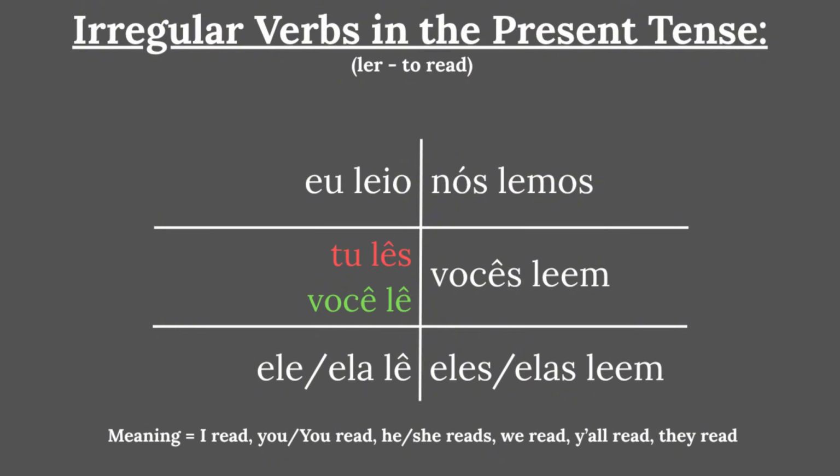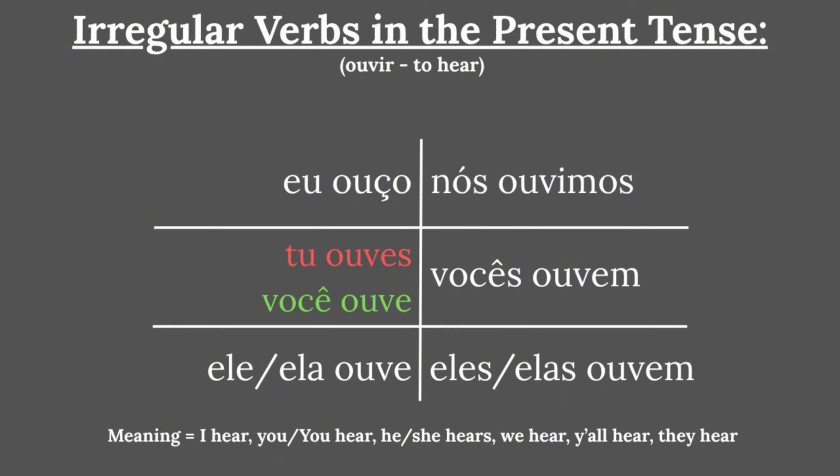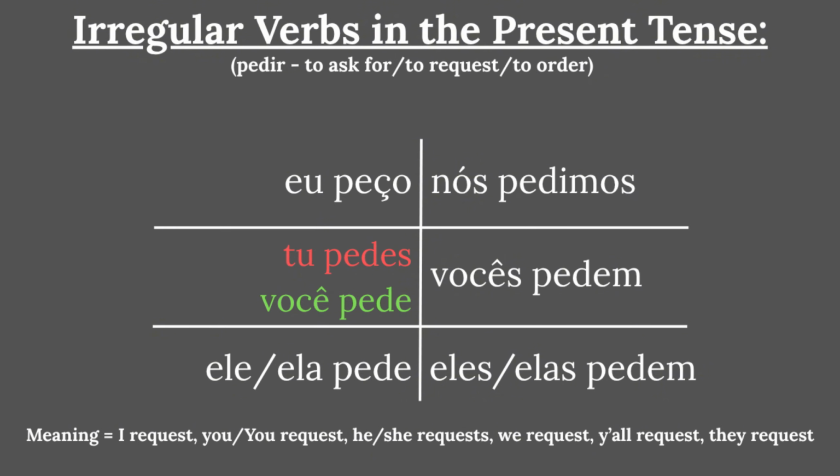A similar verb is ler, to read. Leio, lês, lê, lemos, leem. Leio gains an extra letter, and some conjugations also receive a circumflex accent. A different verb is ouvir, to hear. Ouço, ouves, ouve, ouvimos, ouvem. The only unusual word here is ouço, having a cedilla to force the sound of s before o. A similar verb is pedir, to ask for. Peço, pedes, pede, pedimos, pedem. Again, the only unusual word is peço.